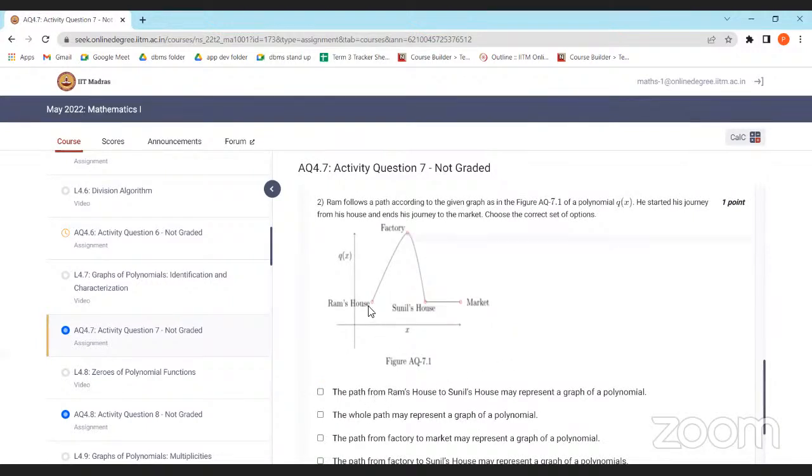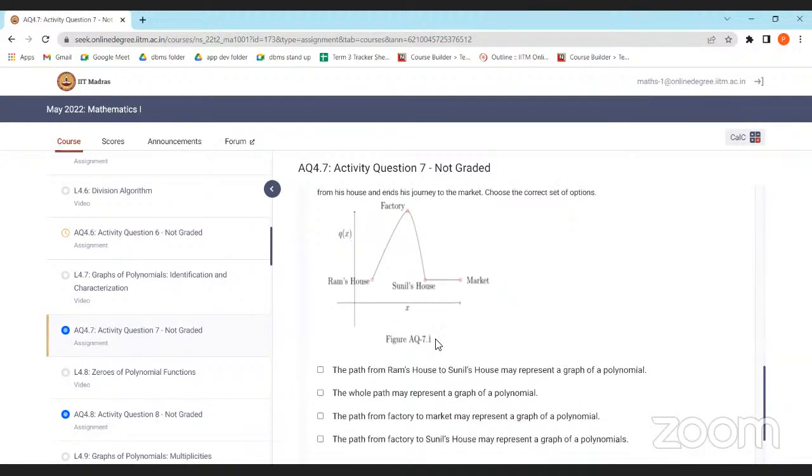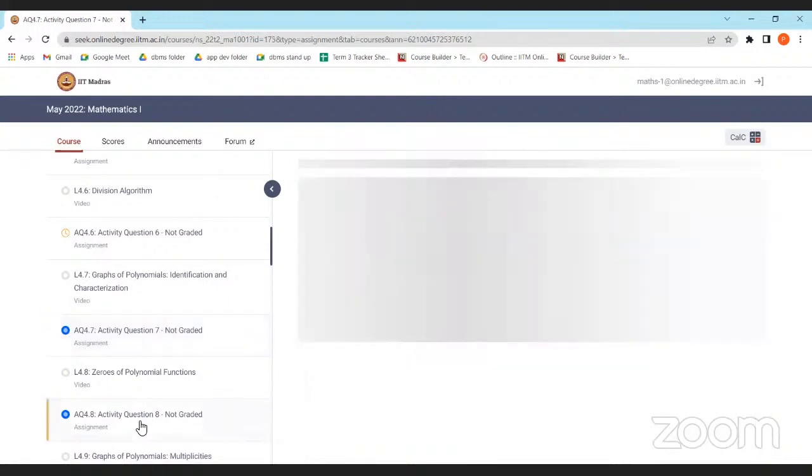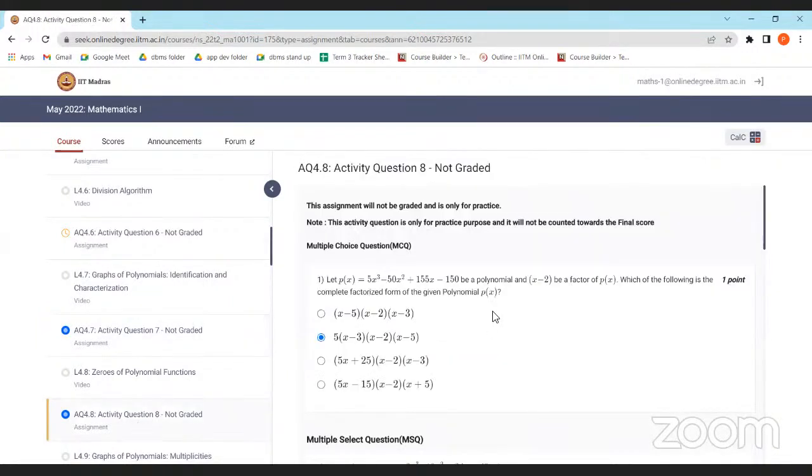The path from Ram's house to Sunil's house: does it represent the graph of a polynomial? No, there are sharp edges, as you can see. The path from factory to market: not a polynomial, because a sharp corner is there. And the path from factory to Sunil's house may represent a graph of a polynomial. Yes, so this is a part of a polynomial. So the first and last options are correct here.